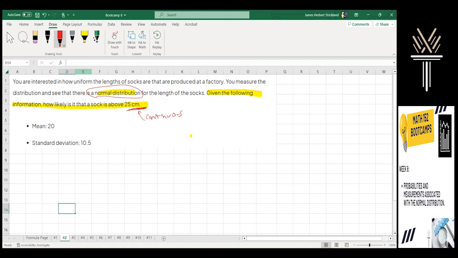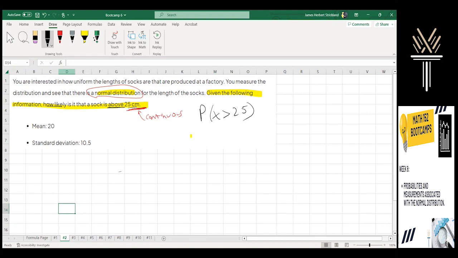A continuous unit means we can't use our binomial or classical or relative frequency techniques. It won't make sense because you have infinitely many possibilities. But notice what it says. We want to find the probability that it's above 25. How likely? So we want the probability. We're looking for the probability that the measurement is greater than 25.